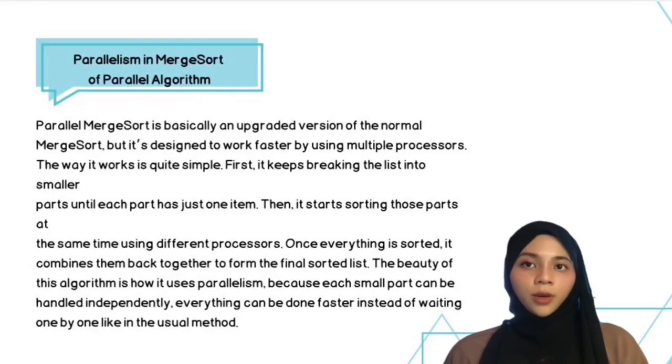So we are going to talk about parallelism in merge sort of parallel algorithm. Parallel merge sort is basically an upgraded version of the normal merge sort, but it's designed to work faster by using multiple processors. The way it works is quite simple.